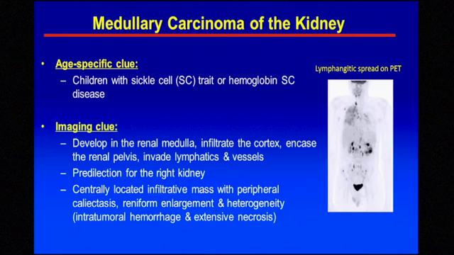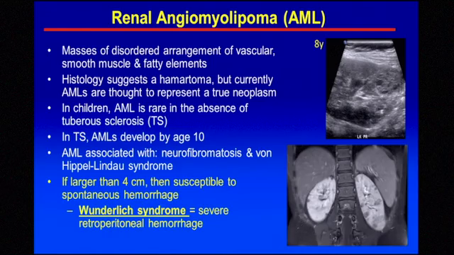This can spread by lymphangiectatic spread, as can be seen on this PET CT. It's really all over the place, including the lungs at this point. A terrible prognosis. They invade centrally. You'll often end up with peripheral calyceal ectasia. The kidney will enlarge but still maintain its reniform shape. You may get intratumoral hemorrhage and extensive necrosis in this very aggressive tumor.